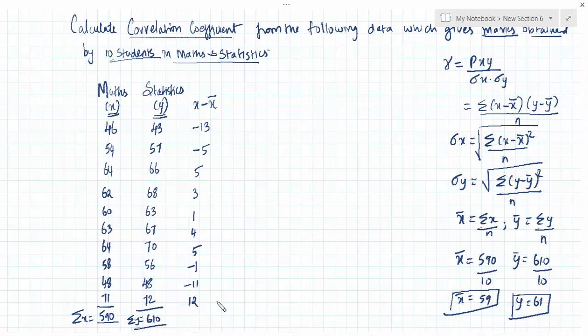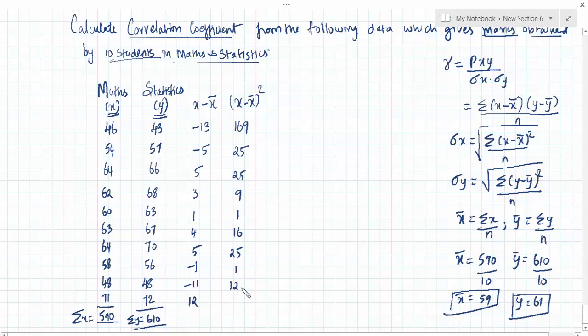Then we have to find out what is y minus y bar. But before that, we'll also take the square of this, that is x minus x bar square. So minus 13 square will become positive 169. Minus 5 square will become positive 25. 5 into 5 is 25. 3 into 3 is 9. 1, 16, 25, 1, 121, and 144. And if you total this, you are going to get summation of x minus x bar square, and it is 536.